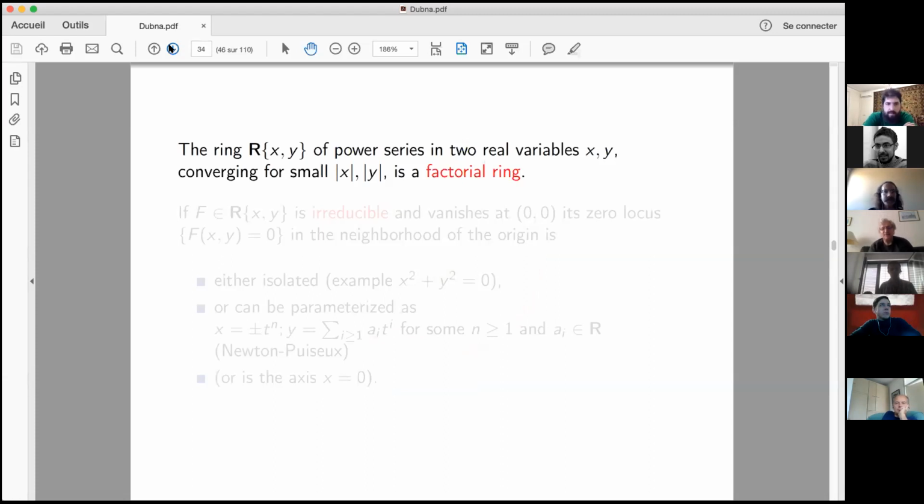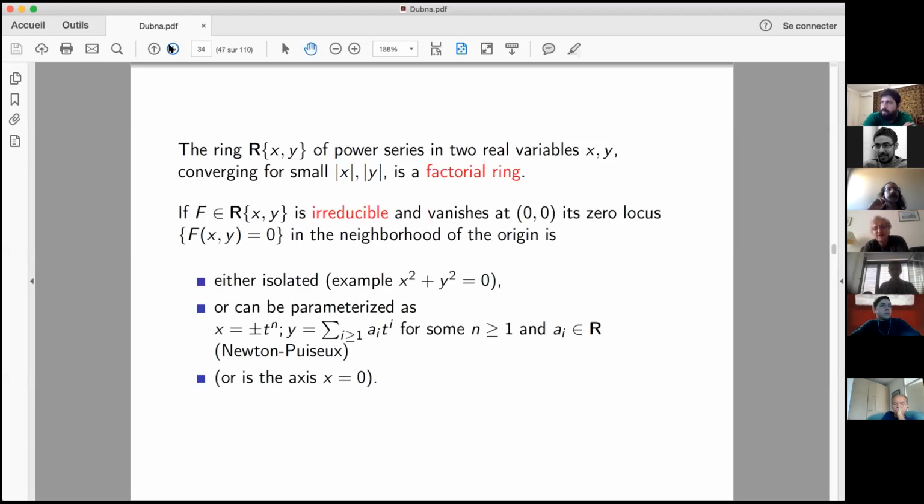Let me remind it. So you have a ring. The ring is the ring of all power series in two variables, converging in a small neighborhood of the origin. This is a factorial ring. Any series like that can be written in a unique way as a product of power series which cannot be written as a product of two elements. Irreducible elements correspond to irreducible curves. I will show you examples in a second.